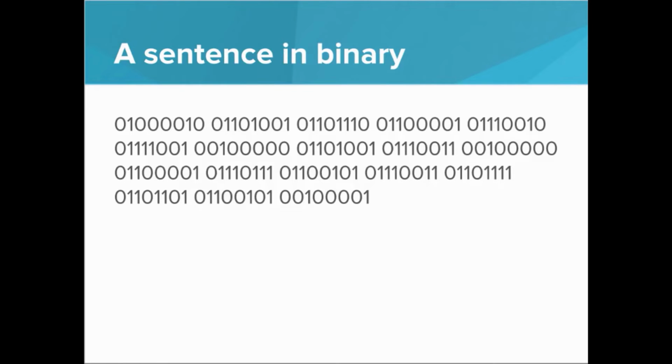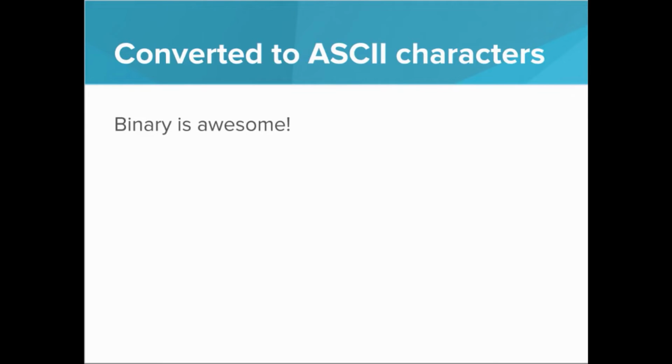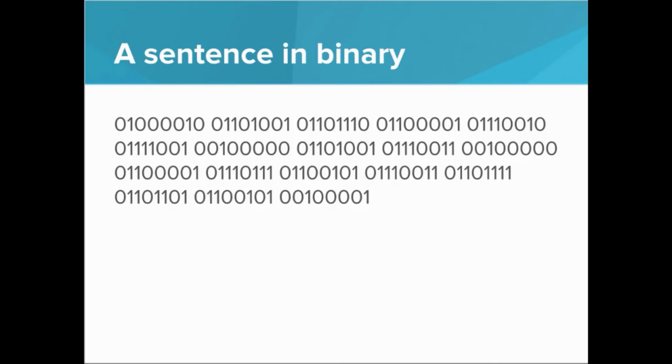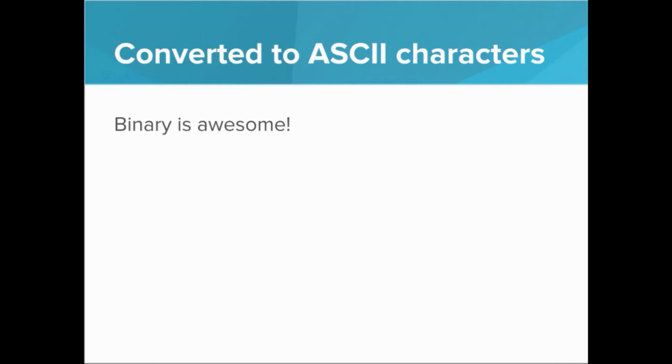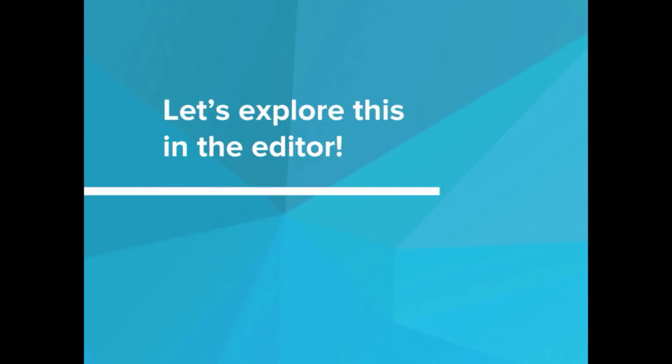For example, if we look at this sentence, we can take every 8 bits and that maps to a corresponding character. So if we take each byte in the sentence and convert it to the corresponding character, we see that this actually says binary is awesome. These zeros and ones turn into the sentence binary is awesome. Let's explore encoding text as binary in the editor.